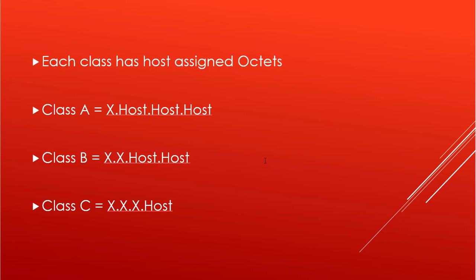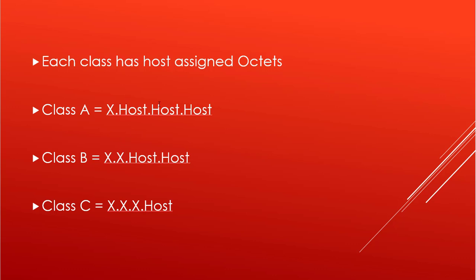All right, so each class also has assigned host octets. Remember, with a mailing address like 1313 Mockingbird Lane, everybody on my street has a part that's shared and a part that's unique to the house. So 1313 would be my house address, unique to me, or my host address, and Mockingbird Lane is shared by everybody on my street.